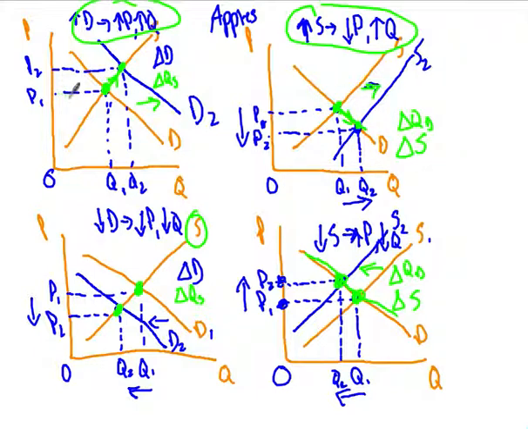Okay, so make sure you can draw these out, and I'll give you some scenarios where there's a change in a determinant. You have to figure out which determinant, what happens to the price and the quantity. So we will stop it there, and we'll pick up on the next one with what causes this change in the price.